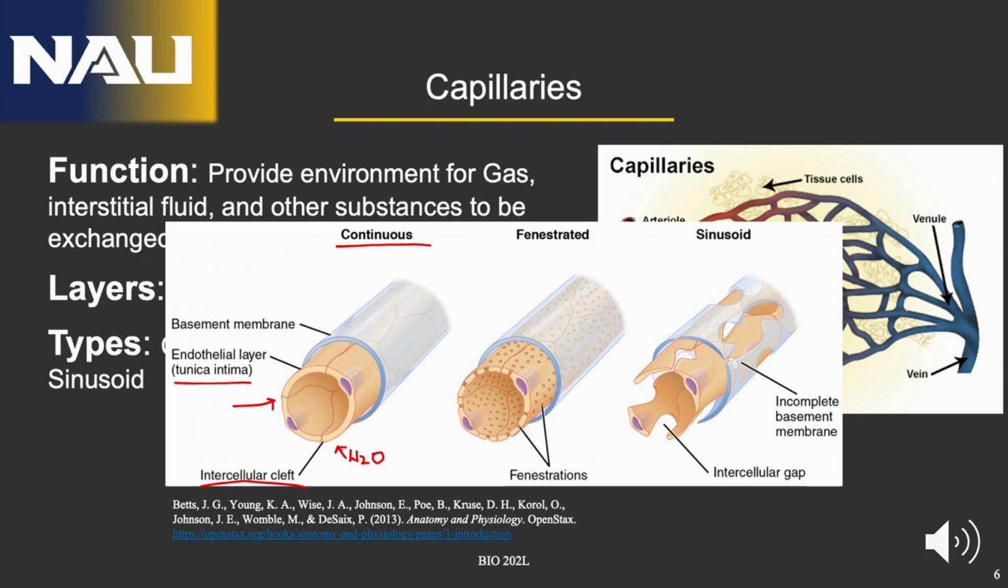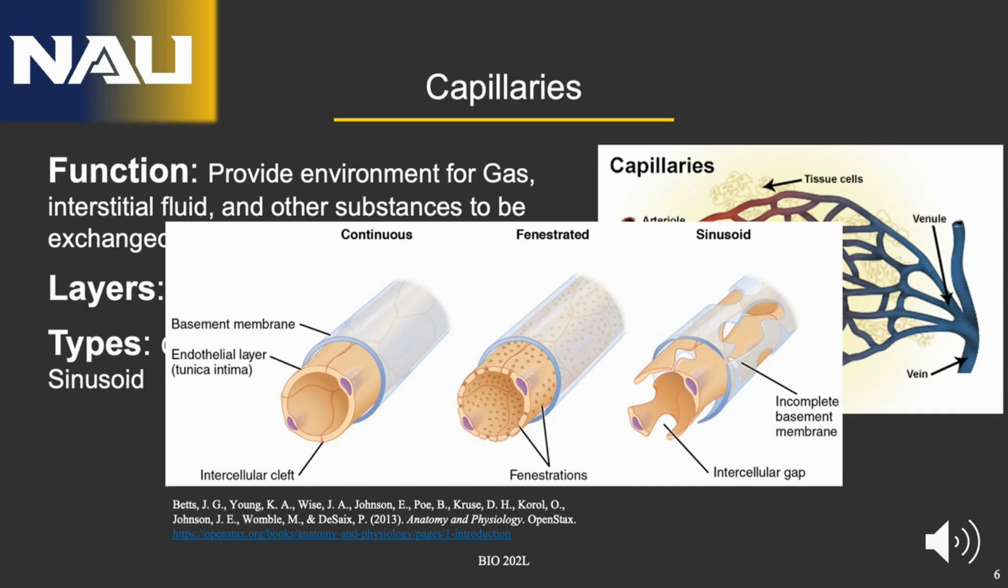Then we have fenestrated capillaries. Fenestrated capillaries have pores in addition to tight junctions, making them permeable to large molecules. These capillaries are found in the small intestine, kidneys, choroid plexus of the brain, and various endocrine glands, facilitating nutrient absorption and filtration. The least common type is sinusoid capillaries.